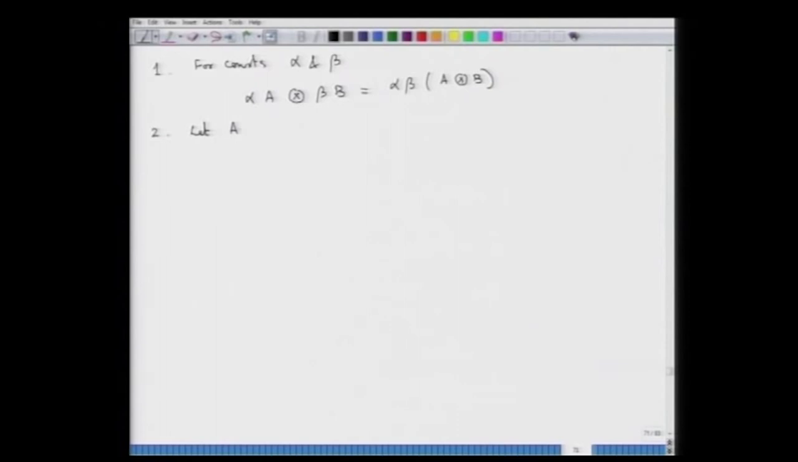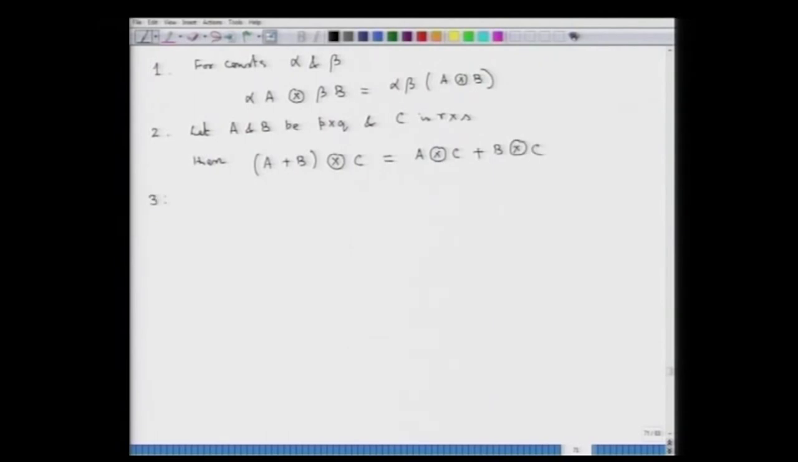Let A and B be two matrices of size P by Q, and let C be R by S. Then A plus B, which is just the sum of the two matrices, Kronecker product this matrix C is nothing but A Kronecker product C plus B Kronecker product C.